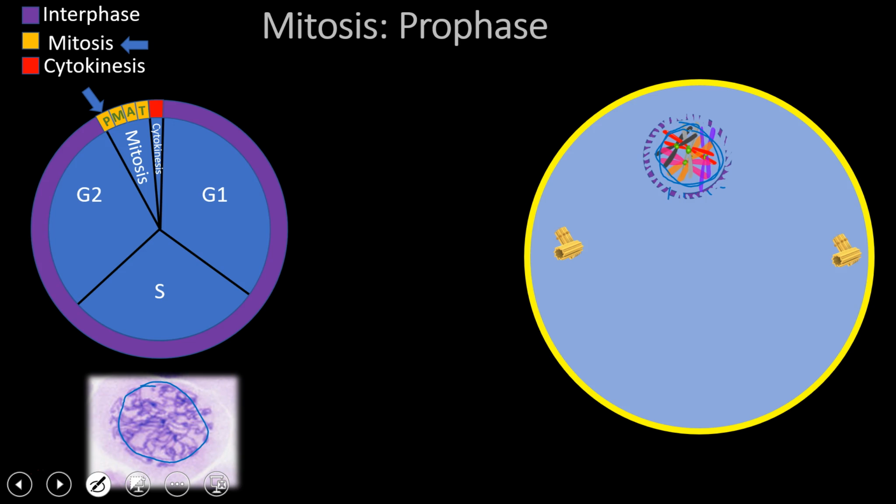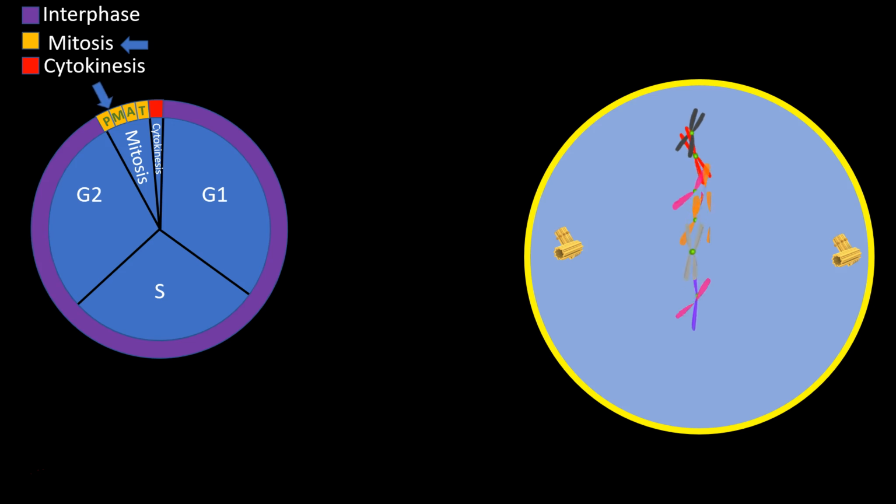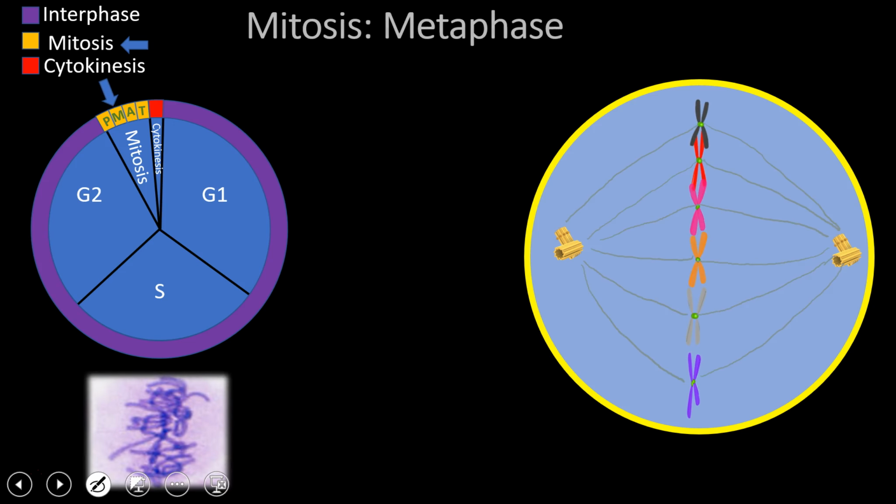Okay? Now, when we go to metaphase, that nucleus is completely gone. The chromosomes are lined up in the middle, and the spindle fibers from the centrosomes are attaching to the chromosomes, or the centromeres on there, okay? Remember, M stands for metaphase, and you can see that there's chromosomes starting to line up in the middle of that cell.